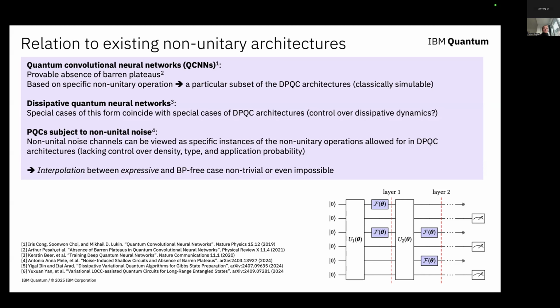And again, non-unital noise can be viewed as somewhat of a specific instance of a dynamic parameterized quantum circuit, but again, without the control over what's happening within the system. So now I'm coming back to a point that I've mentioned before. One thing that's very important in our construction is that we can interpolate between a very expressive setting and a BP-free case.